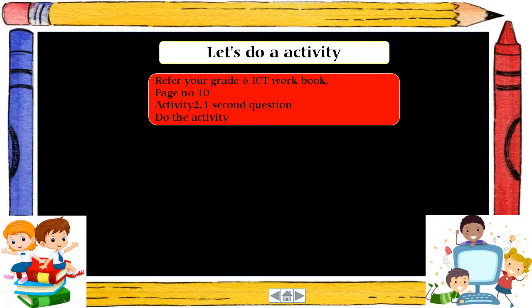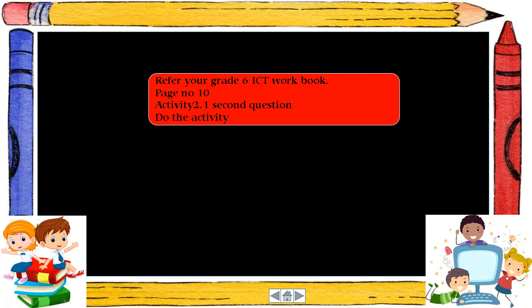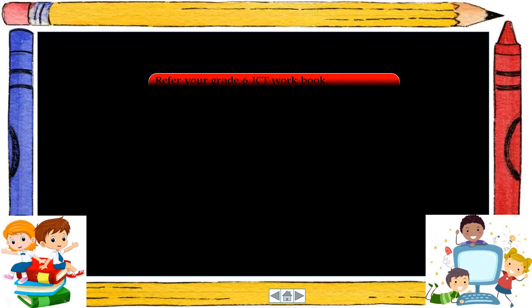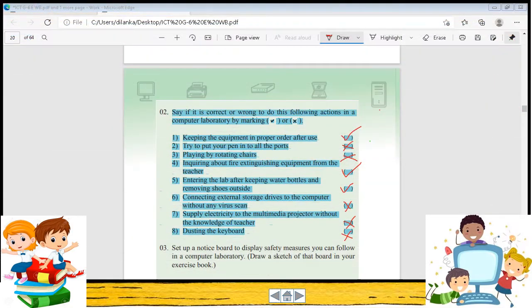Let's do an activity. Refer to your grade 6 ICT workbook, page number 10. Activity 2.1, second question. Do the activity. These are the answers. First one is correct, second one is wrong, third one wrong, fourth one correct, fifth one correct, sixth one wrong, seventh wrong, eighth wrong.